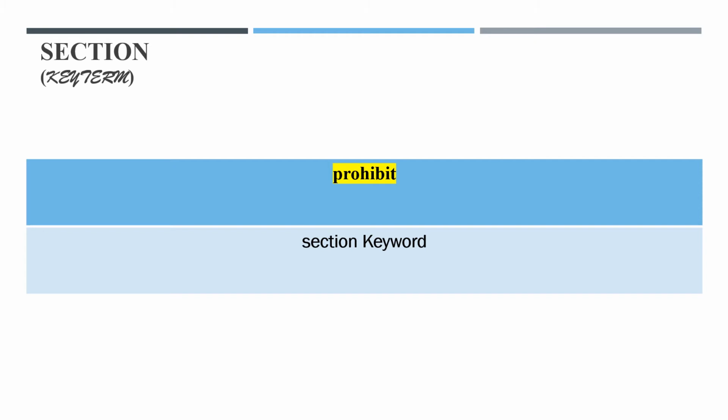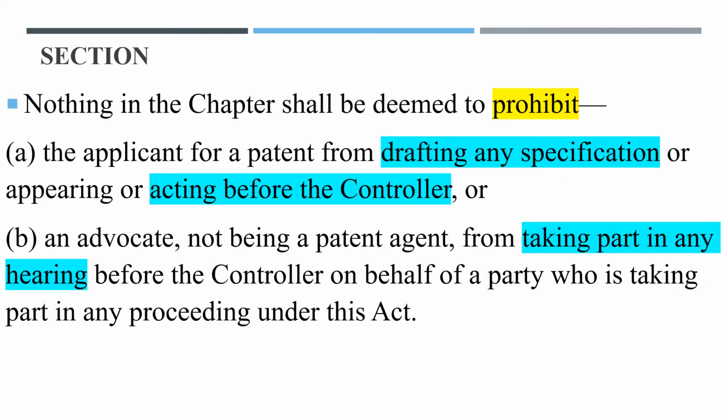Here also we can see, if we search for the particular keyword of the subsection, we can find out that the keyword that we have picked up from the contents of the section is prohibit. Okay, so the keyword is prohibit. So just remember this and recall the respective section. Okay, now what does this section say?